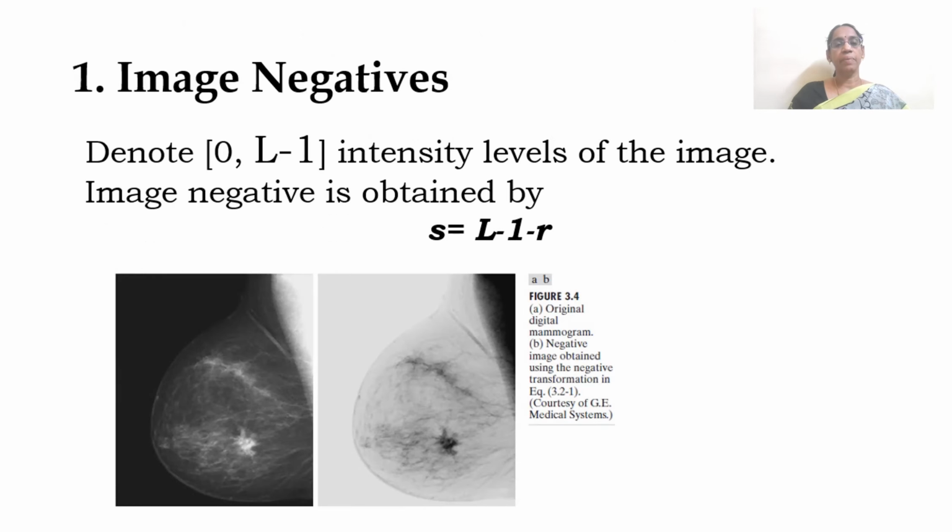So the first one is the image negative. Here L is the number of intensity levels in the image, so the last value is named L minus 1, that is, 0 to L minus 1. Here you pick each intensity value in the input image and subtract it from the maximum intensity value in the image. Then we get the value for the output image.